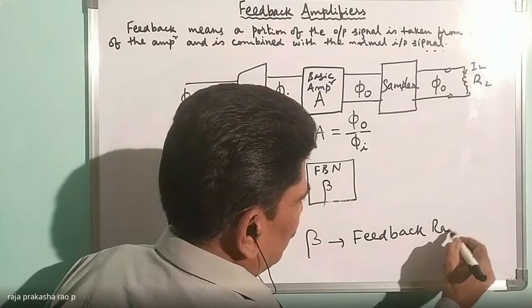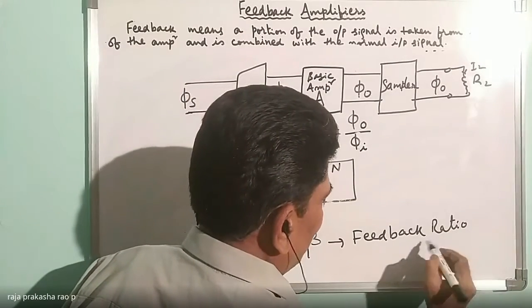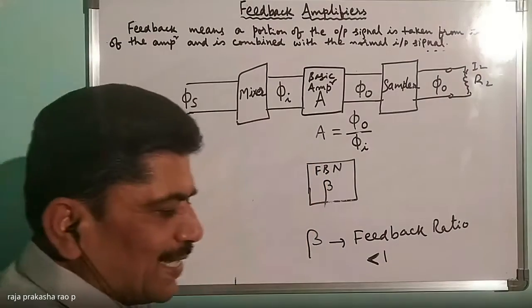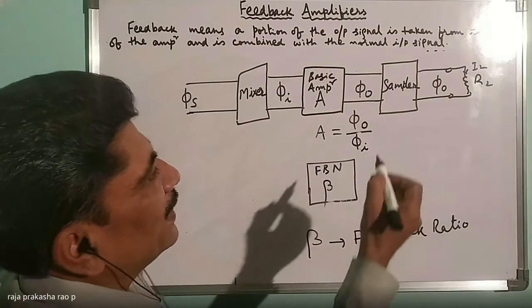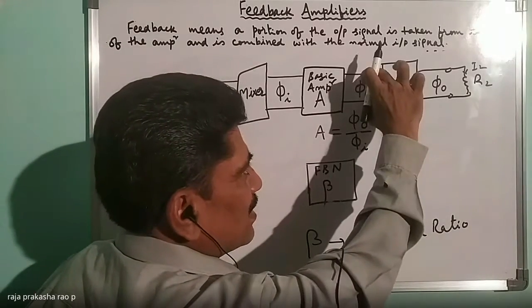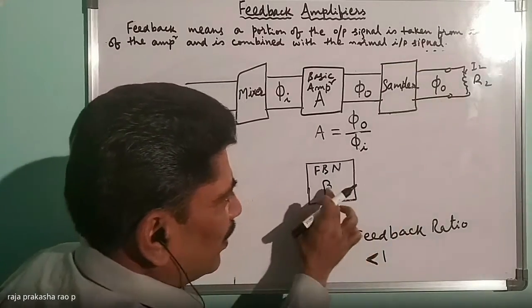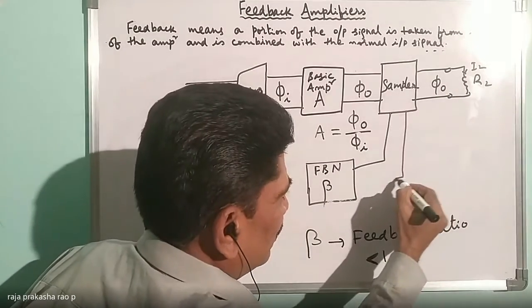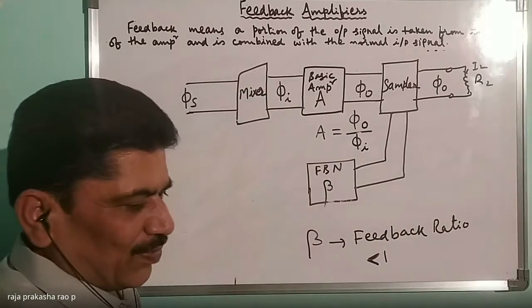Feedback ratio, which is always less than 1. Why? Because we need only a sample of the output. Here the sampler will take whatever voltage we want to be available at this point, and this can be connected to this feedback network. Okay.